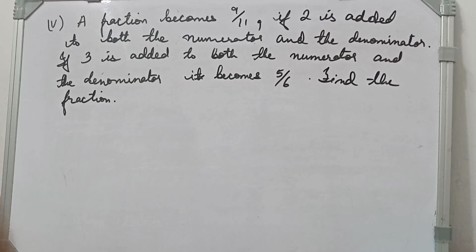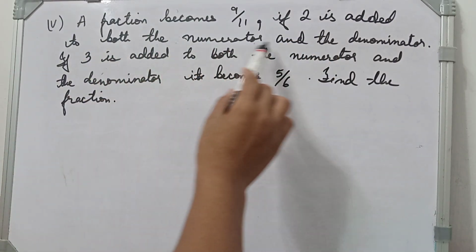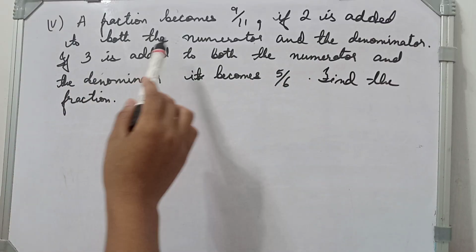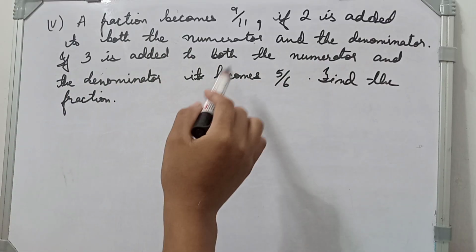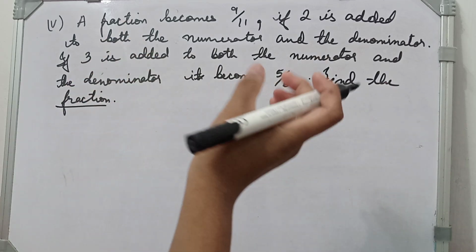Next question: A fraction becomes 9 by 11 if 2 is added to both the numerator and the denominator. If 3 is added to both the numerator and the denominator, it becomes 5 by 6. Find the fraction.